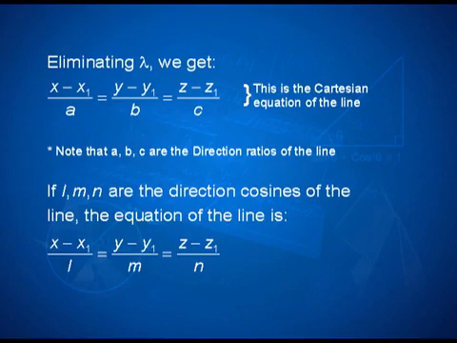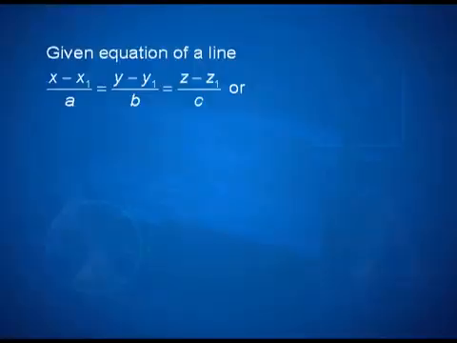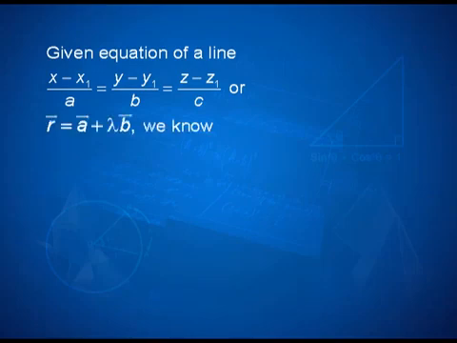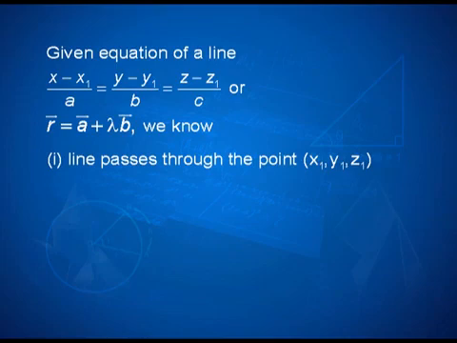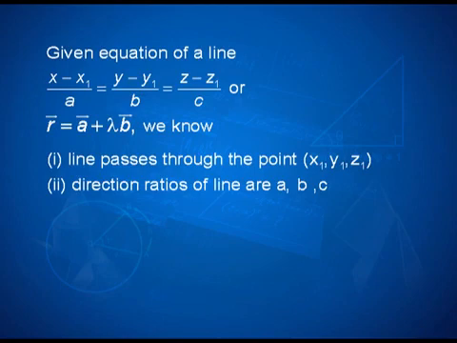Let us try to consolidate what we have talked about in this little section. If I have the equation of a line known in vector or in Cartesian form, there is certain information that is immediately available. What would they be? If I have the equation as (x minus x1) by a, (y minus y1) by b and (z minus z1) by c, or vector r equal to vector a plus lambda times vector b, we immediately know a point through which the line passes, that is x1, y1, z1, and the direction ratios of the line are a, b, c.